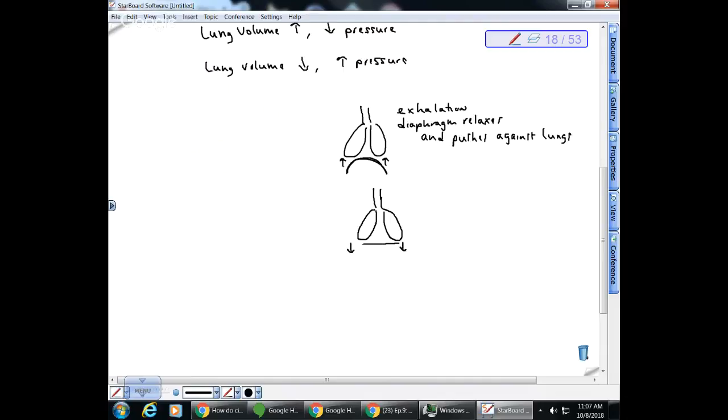So I'll just put that. This is inhalation. The diaphragm contracts and flattens. Okay, so this actually decreases the volume. Oh, sorry, increases the volume and contracts. So this would increase the volume, decrease the pressure.